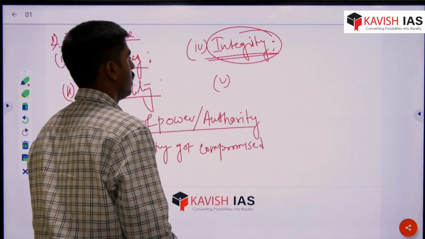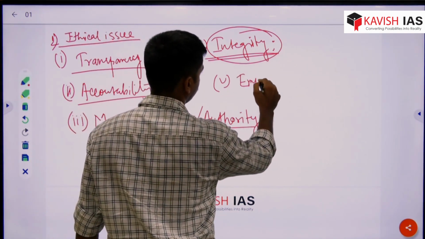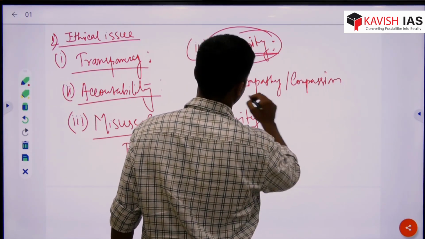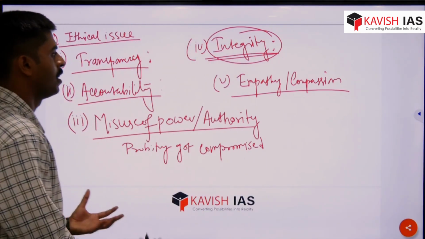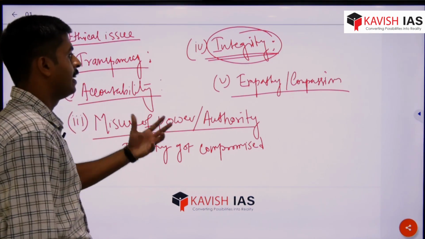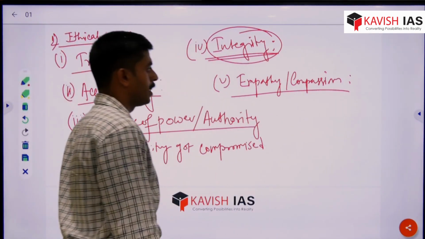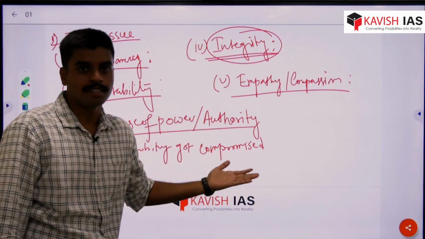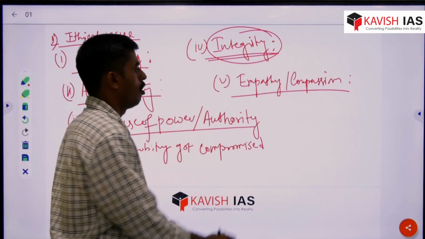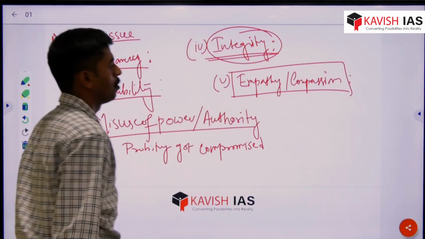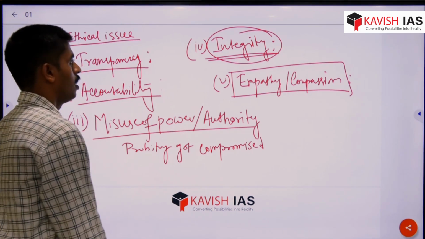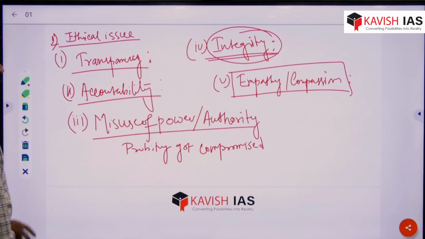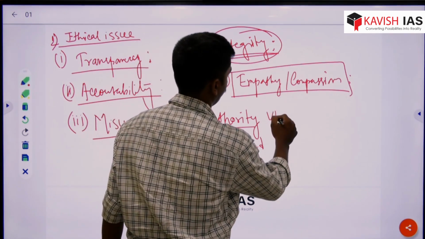Next, we can say that empathy or compassion was also compromised. The lady received money, but at the same time the money she got belonged to somebody else. So that person got deprived of the money that was in his account. So we can say that this fifth, empathy or compassion, has also been compromised. Having said that, around 4 to 5 issues are compromised here. We can write some other issues also if we have time.